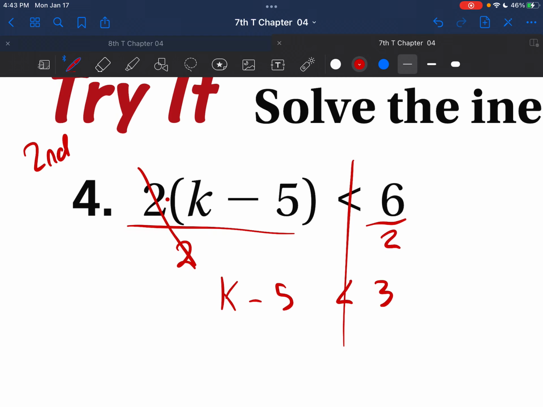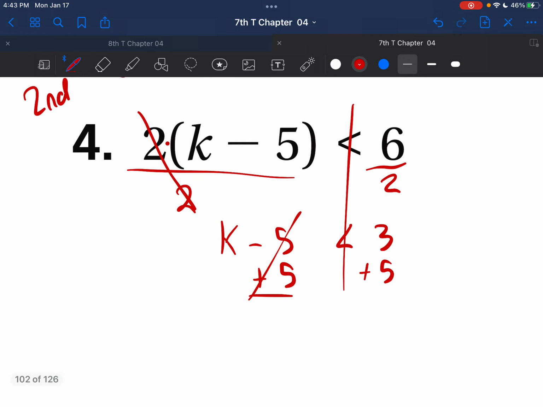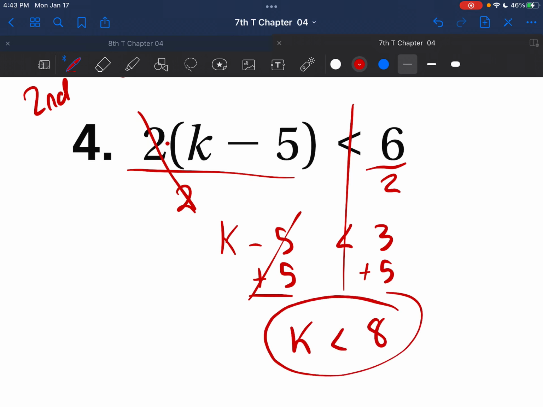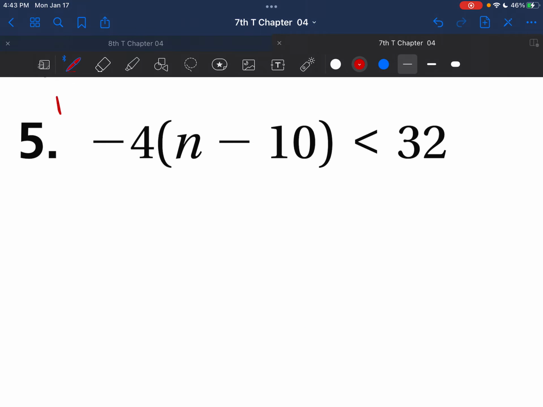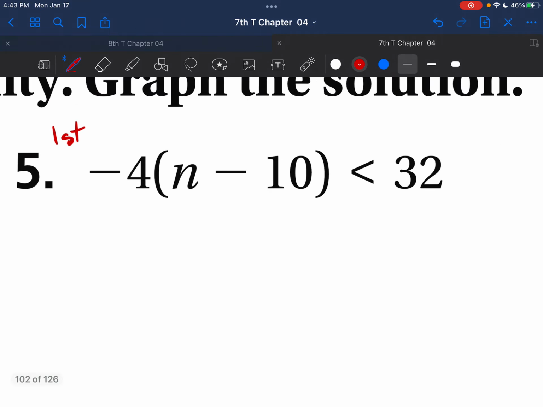6 divided by 2 is what? 3, right? So now we just got to get the k by itself. What is the opposite of subtracting 5? That would be adding 5. Cross it off. Add 5. You now have k is less than or equal to 8. That's how you would solve this problem. All right, let's try this one the first way.